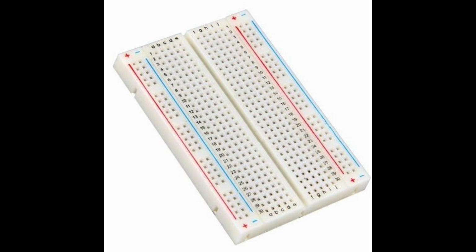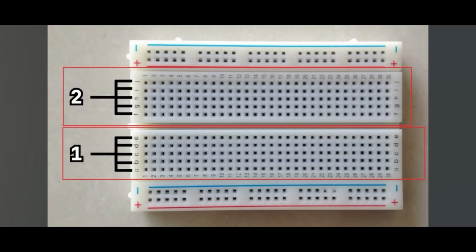And the third item is the breadboard. Its function is so that we can easily connect the circuit cables to the voltage source or sensor modules that we have. The letters A, B, C, D, and E we call line 1, while the letters F, G, H, I, and J we call line 2.